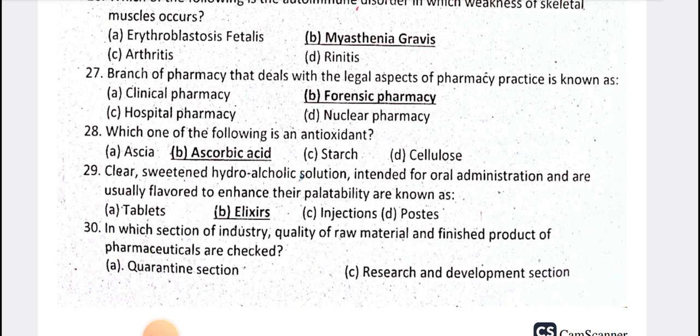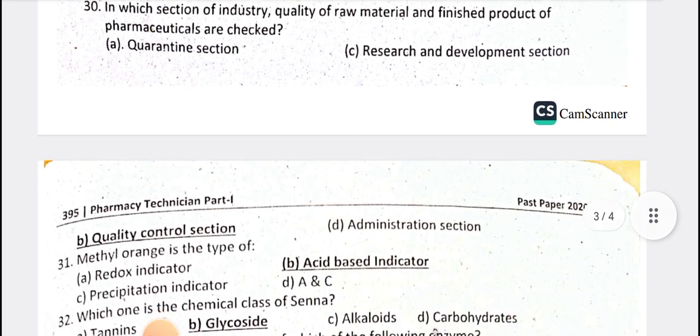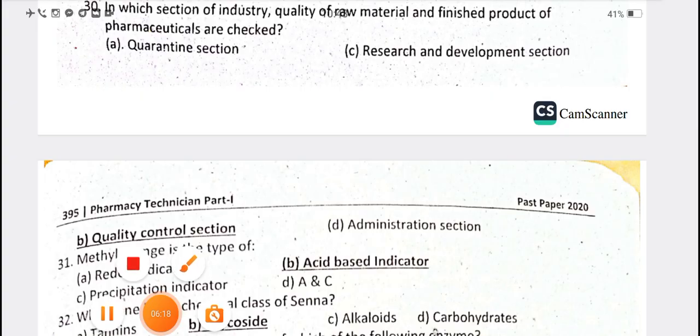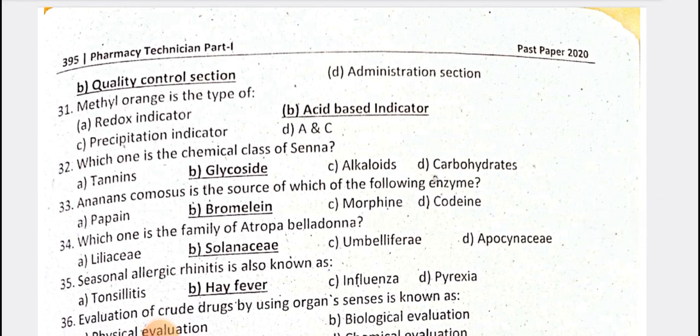Clear sweetened hydroalcoholic solutions intended for oral administration and usually flavored to enhance their palatability are known as elixirs. In which section of industry is the quality of raw material and finished product of pharmaceuticals checked? Quality control section. Methyl orange is a type of acid base indicator. Which one is the chemical class of cyanide? Glycoside.